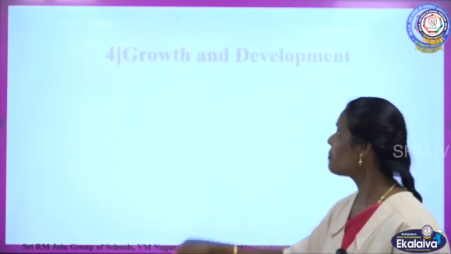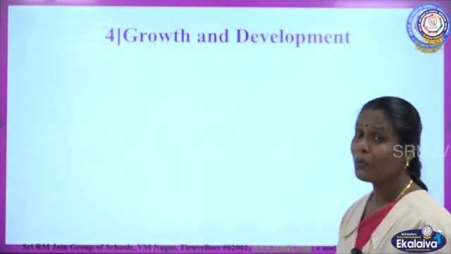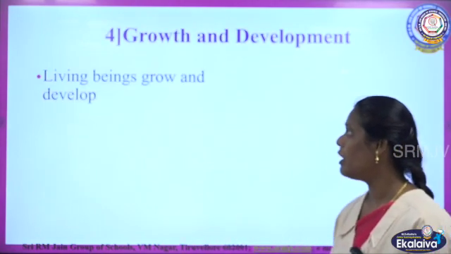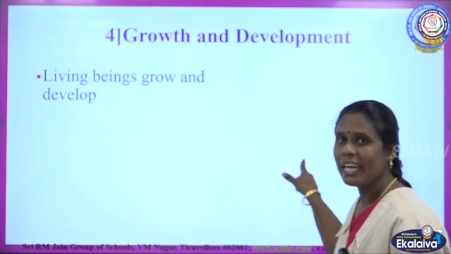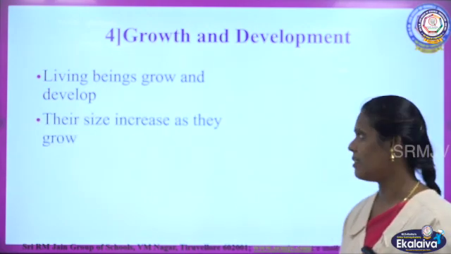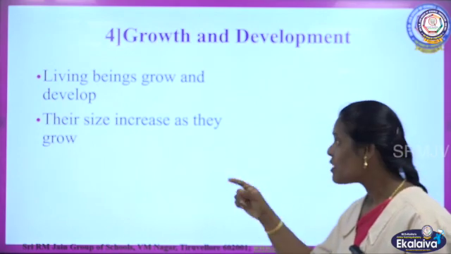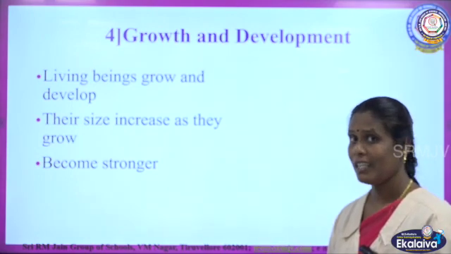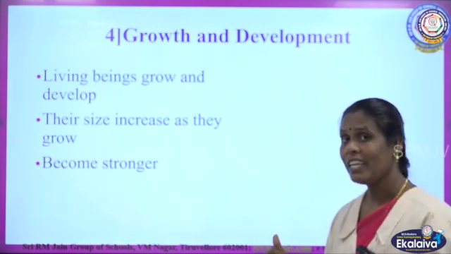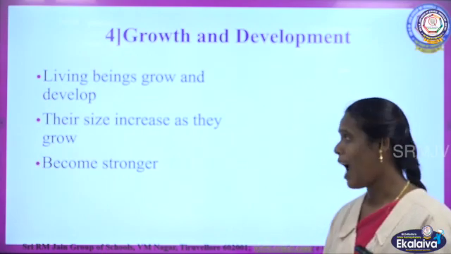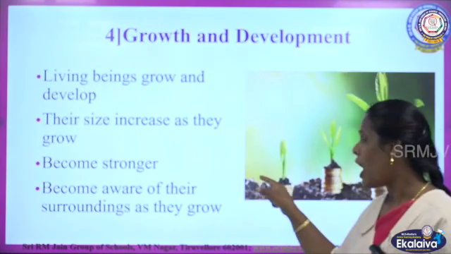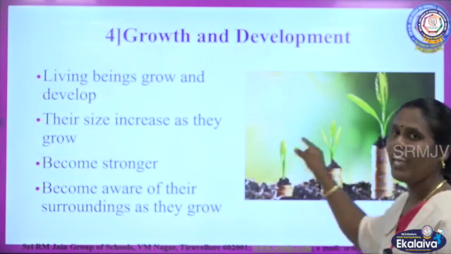First one, growth and development. This is the fourth characteristic. Living beings grow and develop in their life cycle. Their size increases as they grow. Living things grow very tall and become stronger. Then they become aware of their surroundings as they grow.